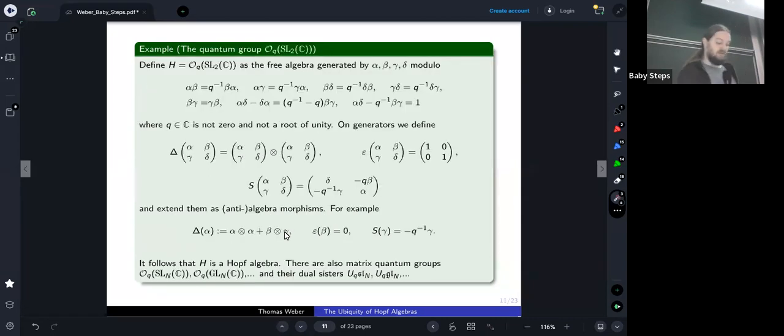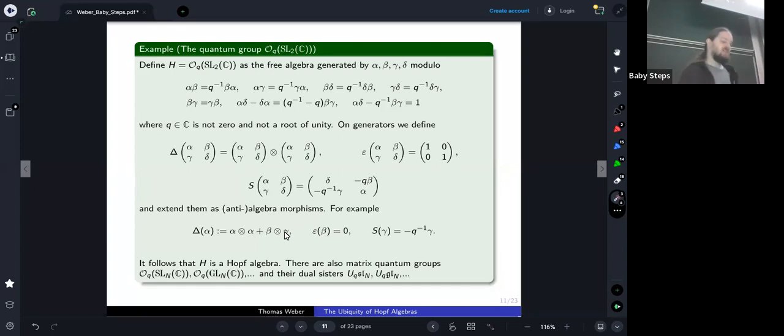Third example, and I'm slightly running out of time, so I'm even tempted to skip this one, but it's very beautiful, so I don't want to. But yeah, maybe let me skip this because otherwise I think I cannot finish.